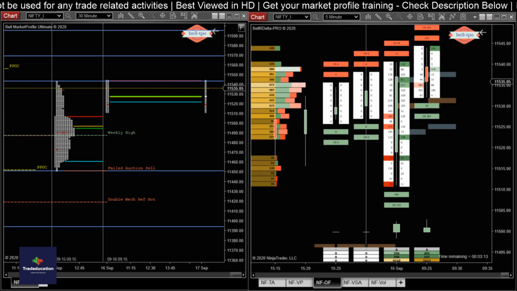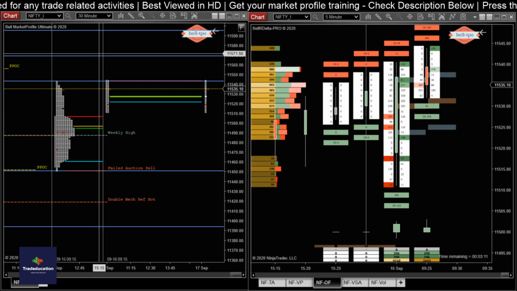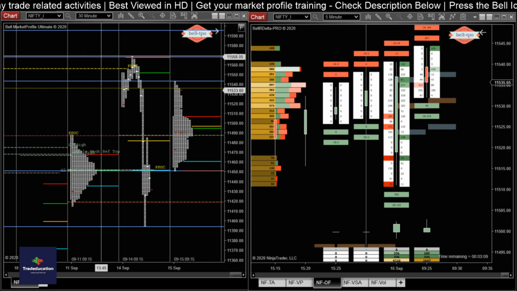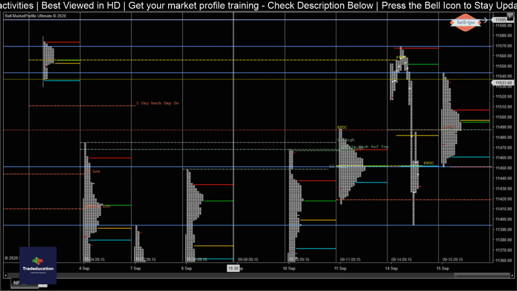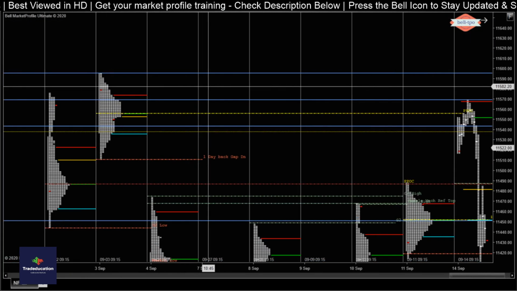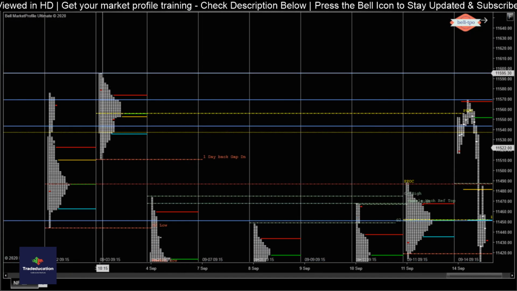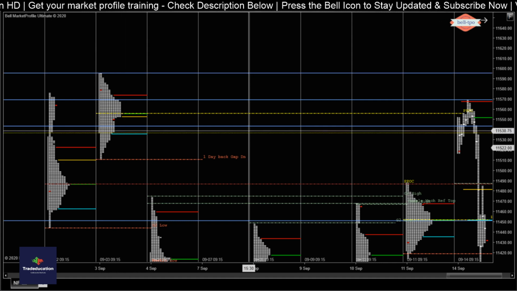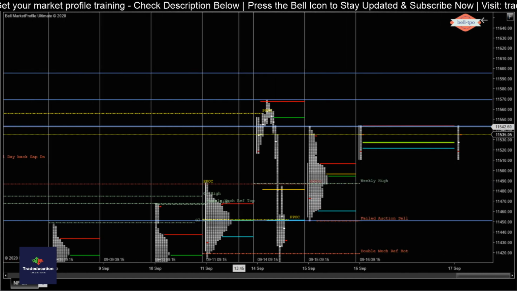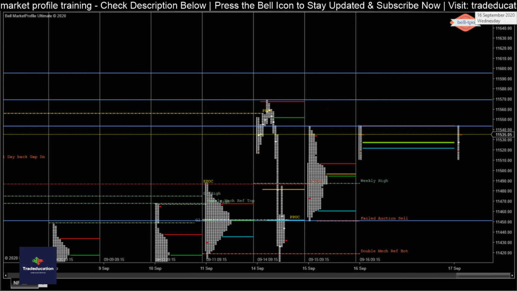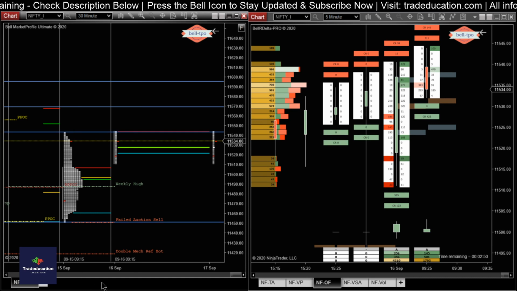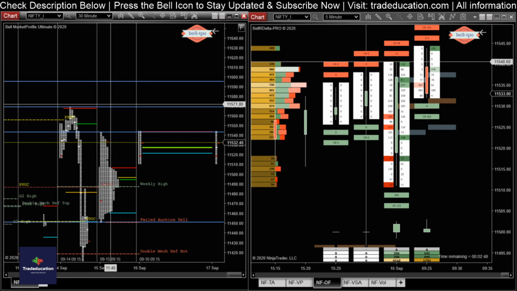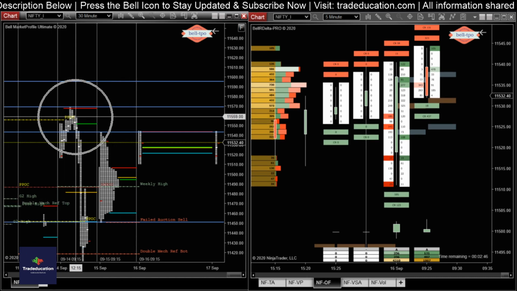I'm expecting further continuation to the upside and tagging this reference level. This is the high of the 14th of September, and there is one more reference level, that is this high. Okay, this high is of 3rd of September. If the push from the buyer side continues, we have got a halfback reference level here.